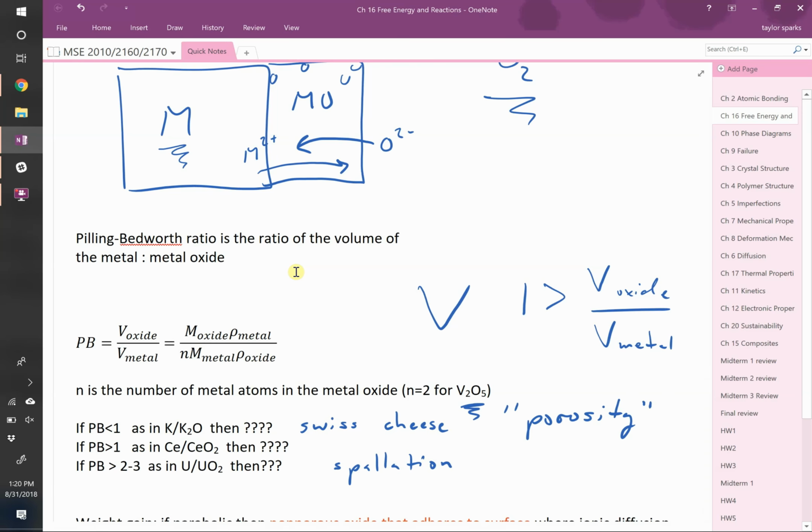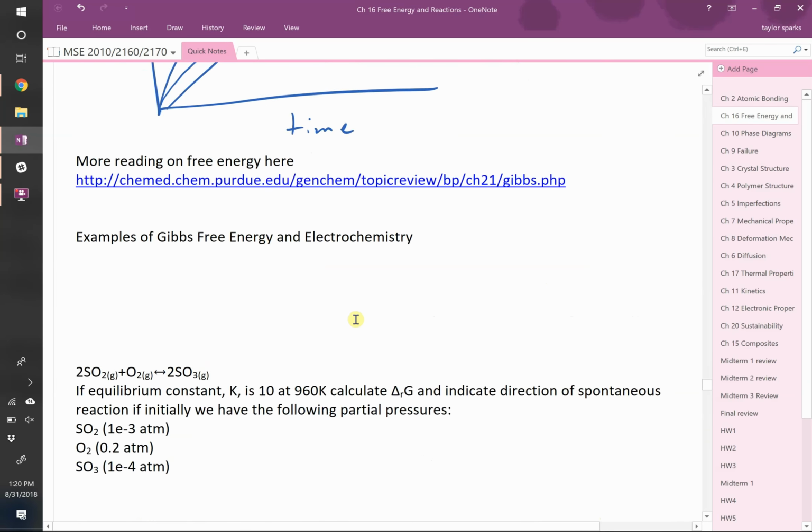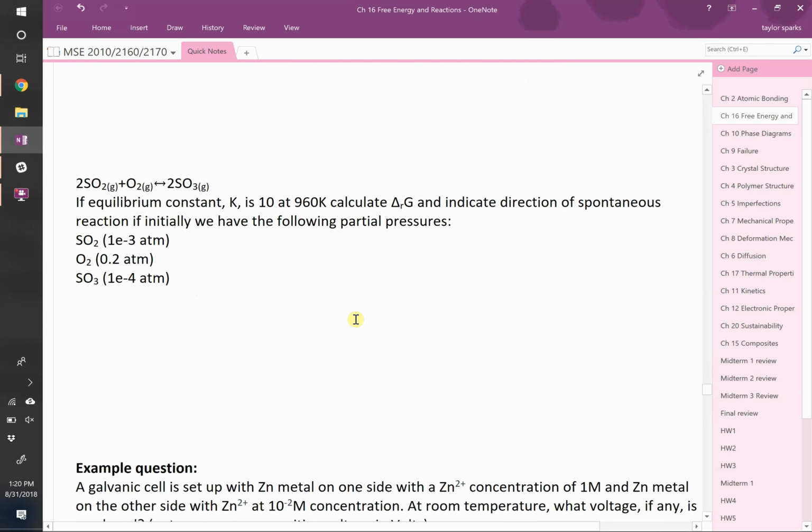Okay, we got 25 minutes. Let's do a couple example problems. Okay, how about this first one? 2 moles of SO2 as a gas is going to react with oxygen to form 2 moles of SO3. If I told you in a homework or test that the equilibrium constant K is equal to 10 at 960 Kelvin, I could ask you to calculate delta RG and indicate the direction of spontaneous reaction, assuming that these were our initial partial pressures.